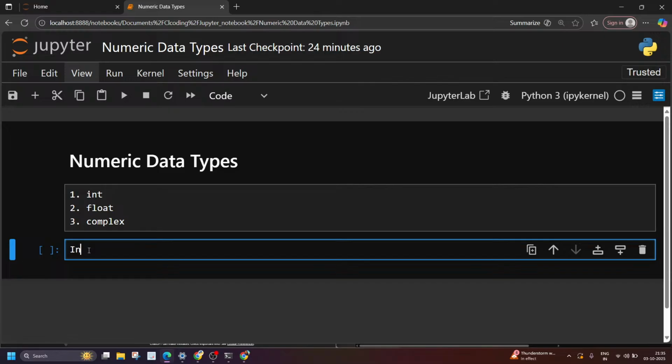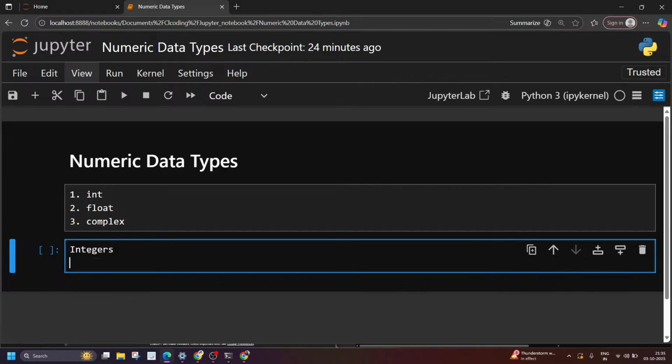So firstly let's understand integers. Integers are whole numbers which are positive or negative, including 0. Python integers can be arbitrarily large, and they support arithmetic operations like addition, subtraction, multiplication, division, floor division, modulus, etc.